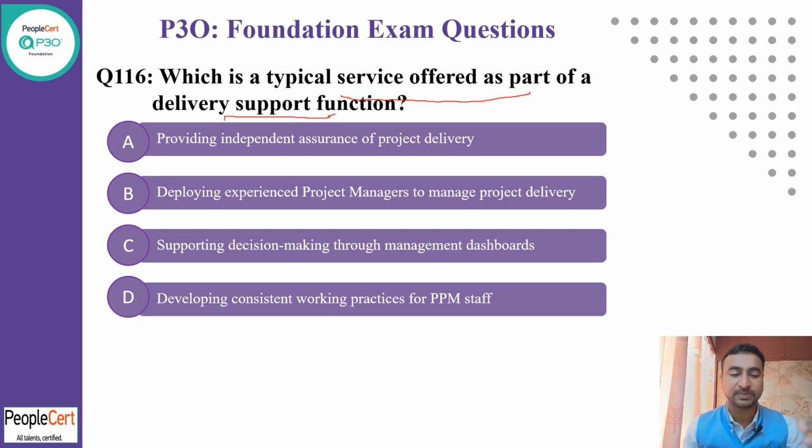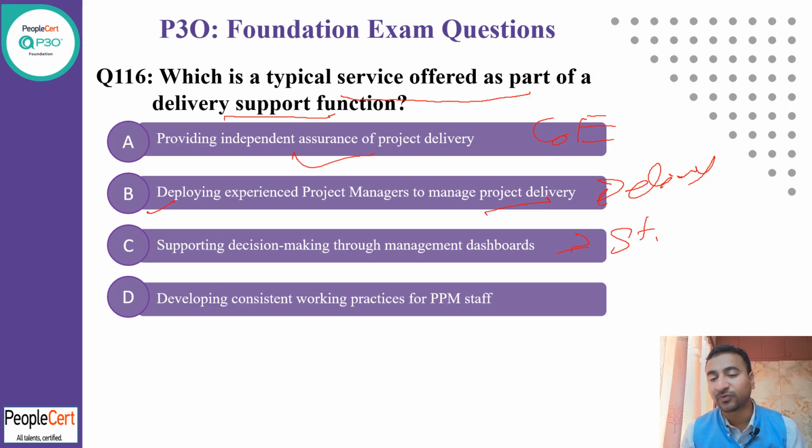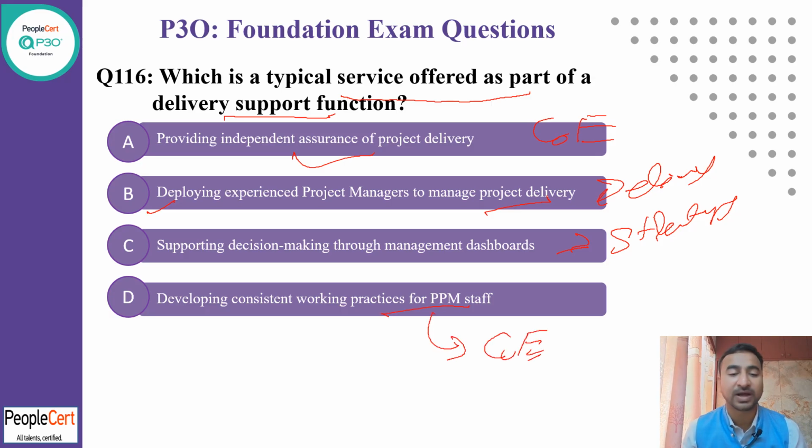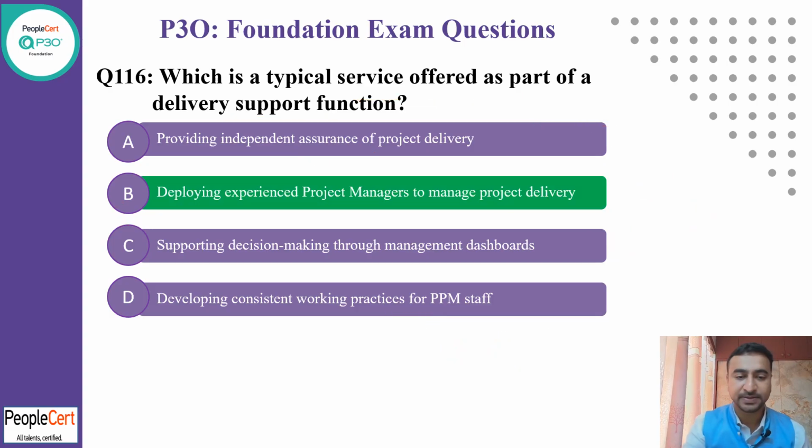So there are three functions: strategy support function, delivery support function, and COE. As a part of delivery support function, provide independent assurance to the project delivery. It's a COE function. Deploying experienced project managers to manage the project delivery, that is a delivery support function. So that's simple. C says support decision making through a management dashboard, that is a strategy support function. Develop consistent working practice of PPM staff, it's a COE function. So I believe B is the most correct answer in the given scenario. Let's see. Yeah, that's the correct answer.